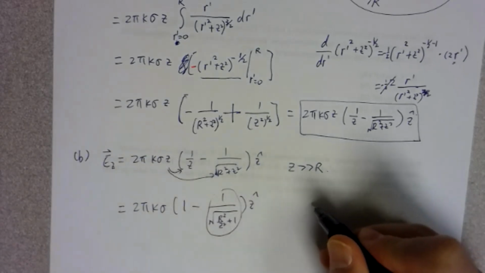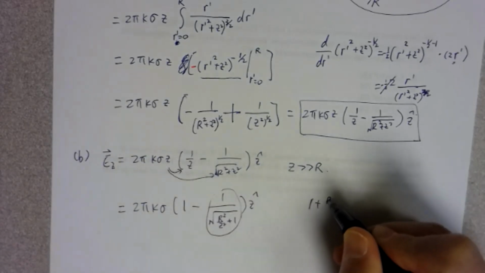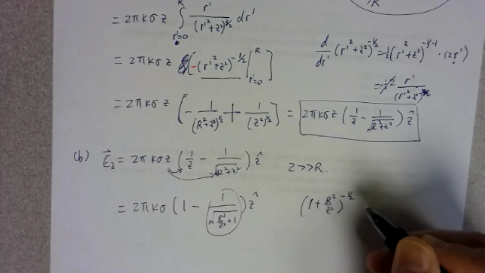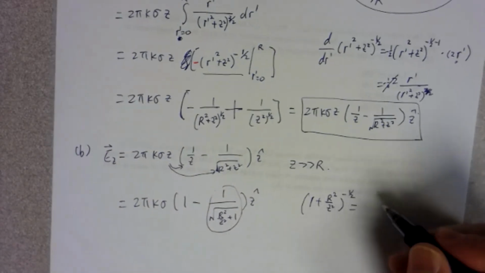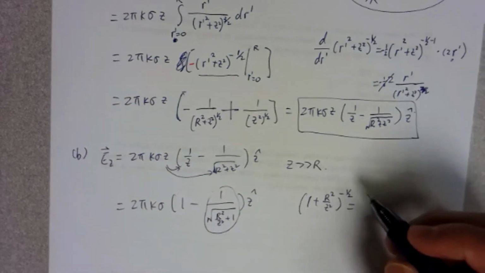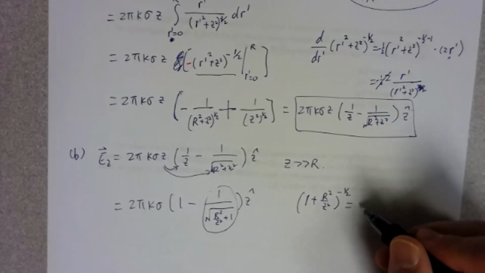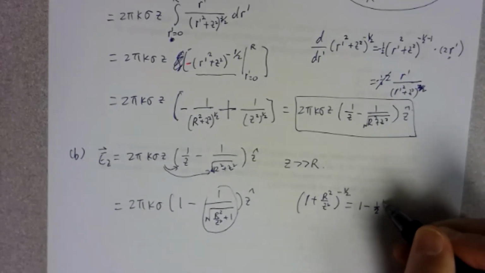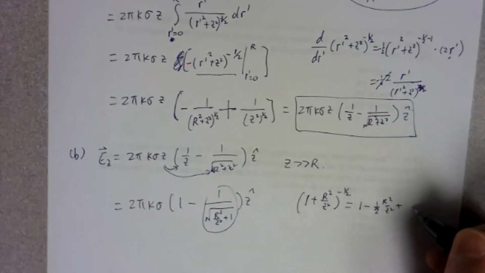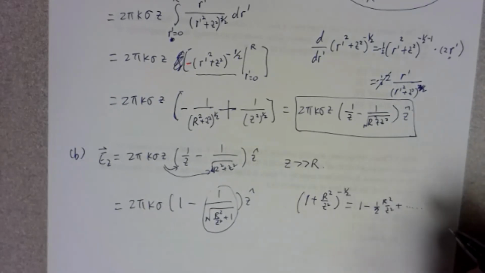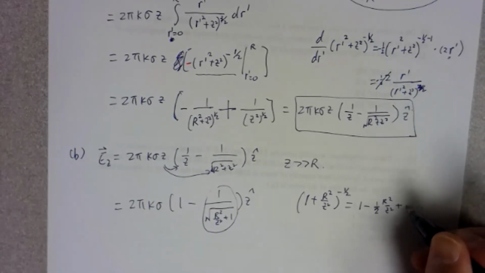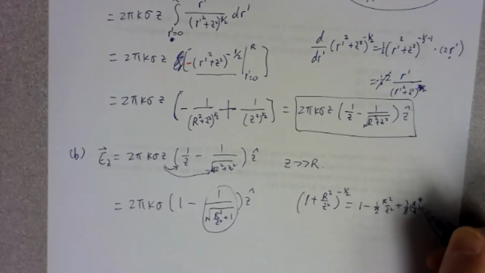So this guy is 1 plus r squared over z squared to the minus 1/2 power. So basically, the expansion says this should be just 1 minus 1/2 of this r squared over z squared, and then plus the higher order terms. Okay, so we can ignore the higher order terms, but if you want to write it out, this is like 3 over 8, and then r to the fourth over z to the fourth power, and so on.